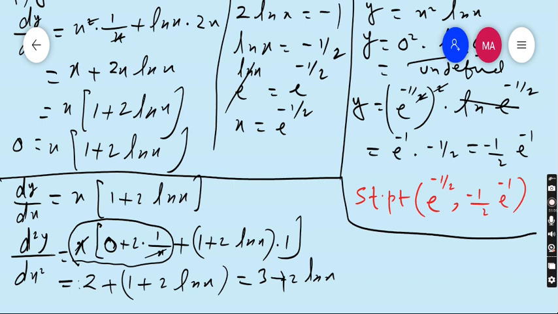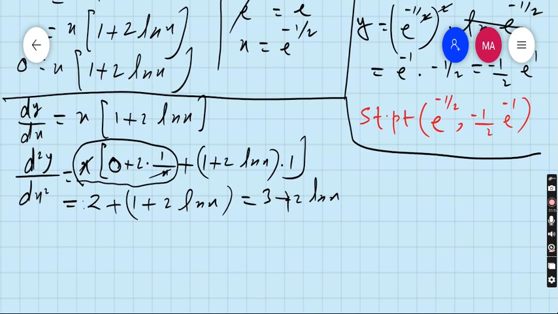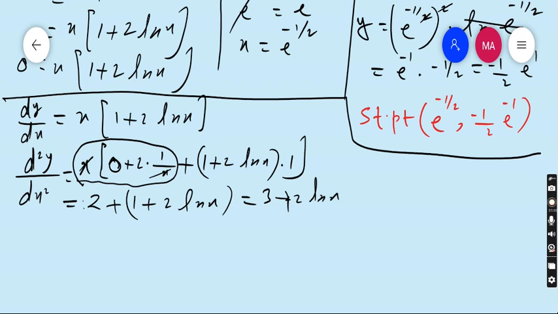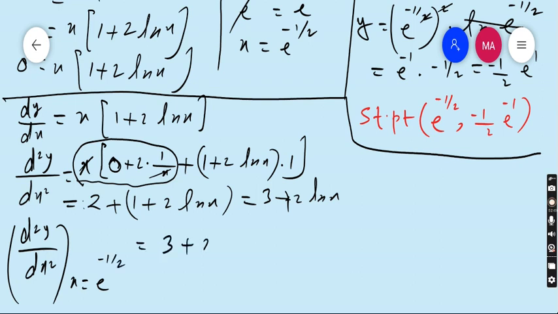Now satisfy this value by the stationary value of x. x is equals to e minus half. So 3 plus 2 ln e minus half. 3 plus 2, ln and e cancel, minus half.